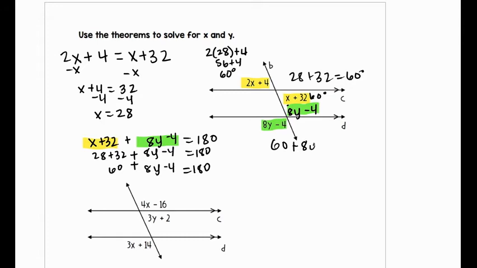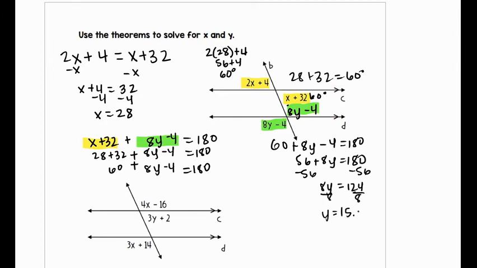I'm going to combine my like terms. So when I do that, I get 56 plus 8y equals 180. I'm going to subtract 56 from each side, and that gets us 8y equals 124. We divide by 8, and y is equal to 15 and a half.